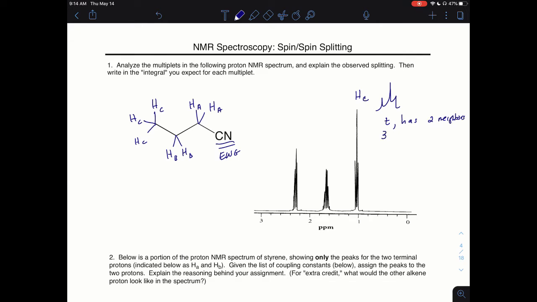There are 3 lines, subtract 1, and that gives you the number of neighbors. Awesome. So what are the two neighbors for HC? Well, here is HC and HB. There's 2 protons in that group, and so those are its 2 neighbors. So these protons split the signal for HC into a triplet, 3 lines.